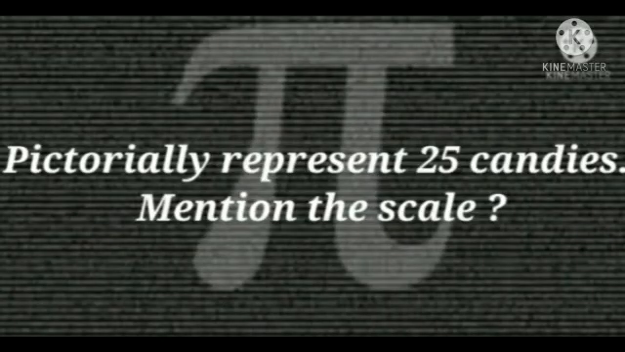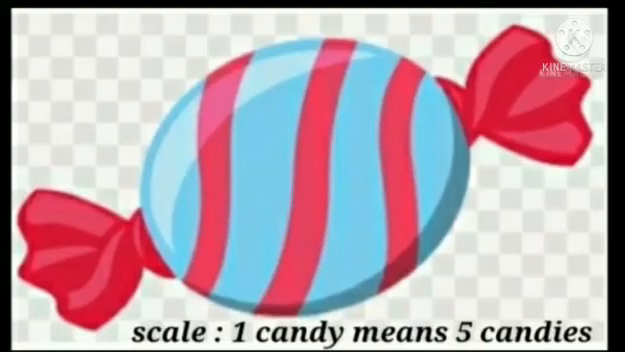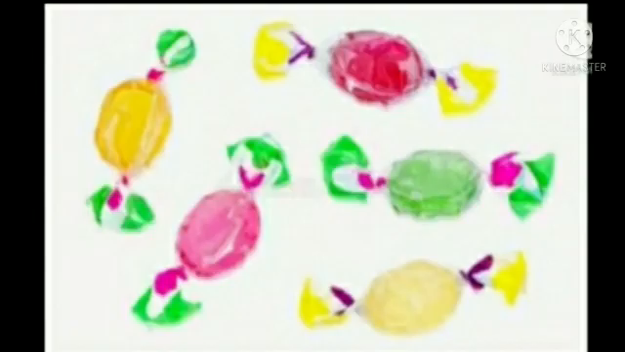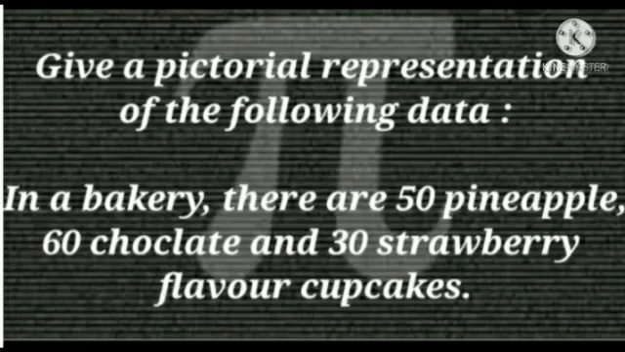Pictorially represent 25 candies and mention the scale. So in this picture you can see one candy. The scale we have taken as one candy means 5 candies. So 25 divided by 5 gives you 5. So 5 candies we are going to show, or we can see in the picture. Now students, moving on to the next.